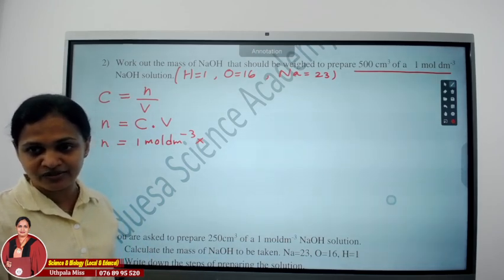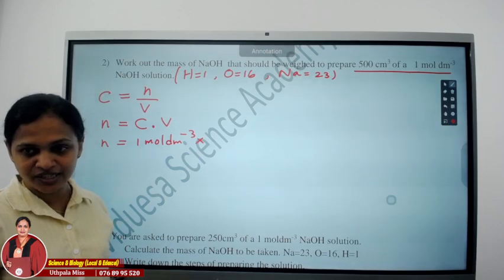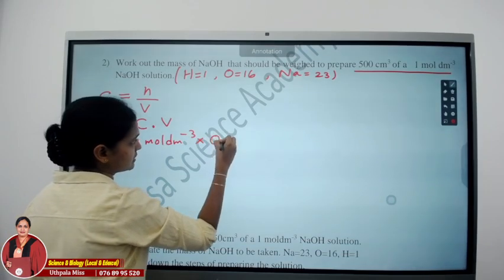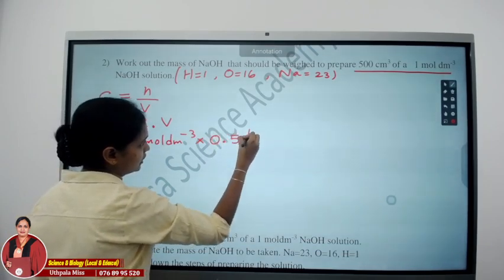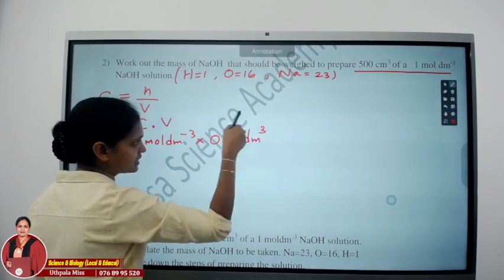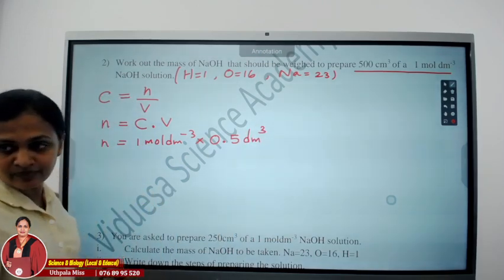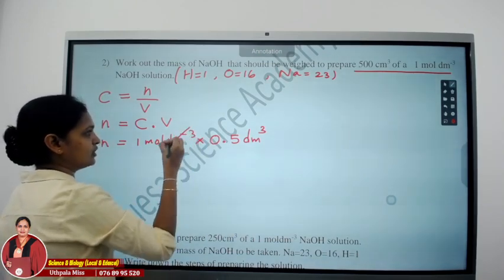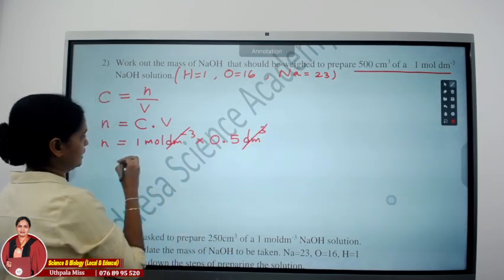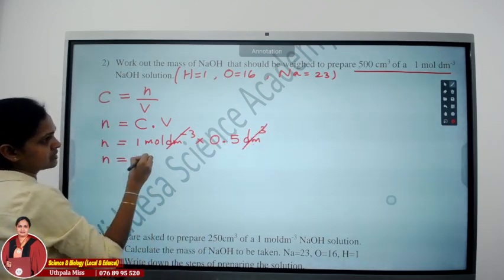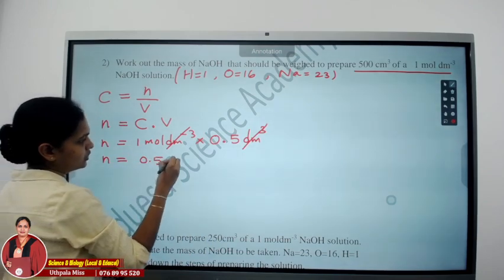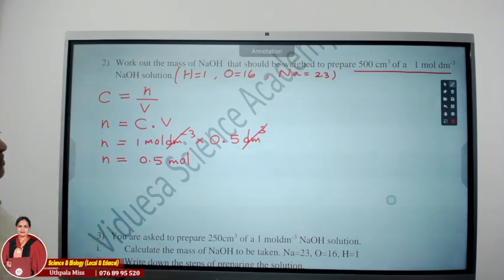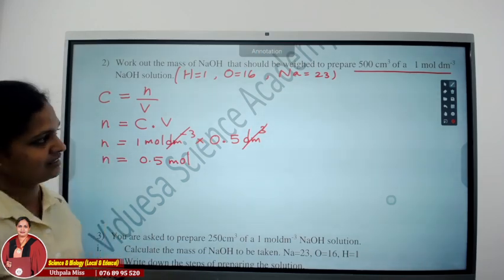I taught the unit conversions last week. So 500 cubic centimeters means 0.5 cubic decimeters. Always substitute along with the units. Right? 0.5 cubic decimeters. So per cubic decimeter. So number of moles equals 0.5 moles. You are asked to calculate the mass of sodium hydroxide.